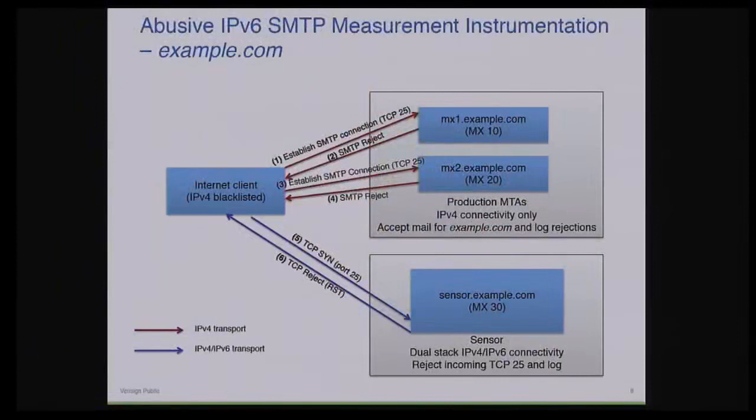So this might be somewhat small print, but the red basically represents IPv4 transport. The blue represents IPv4 or IPv6 transport, dual stack connectivity. And so what we would hope, at least for a blacklisted client out there, is that they would initially attempt to connect to the primary MX and be rejected over SMTP. Same thing for the secondary MX, and so on until they get to your sensor MTA, at which point they would be rejected with the TCP reset on both IPv4 and IPv6.